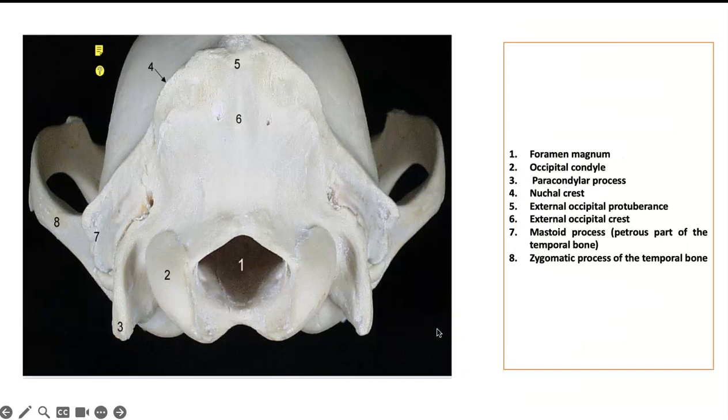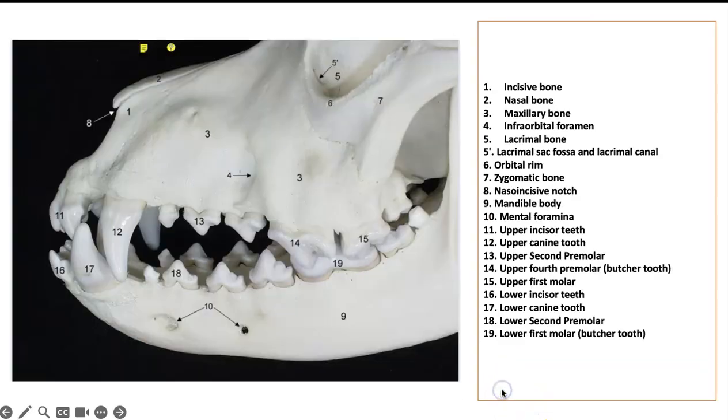Now the caudal view of the skull of the dog. So you can see now the two occipital condyles and the two paracondylar or jugular processes. You can see the foramen magnum here. Also, you will be able to see the external occipital protuberance, the nuchal crest, right here also in the case of the dog. This one also is important to show you the different features here.